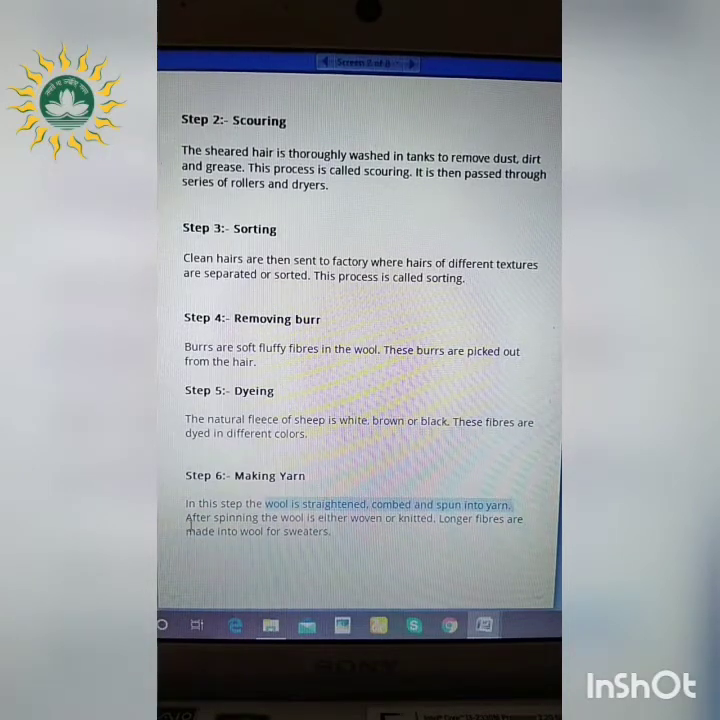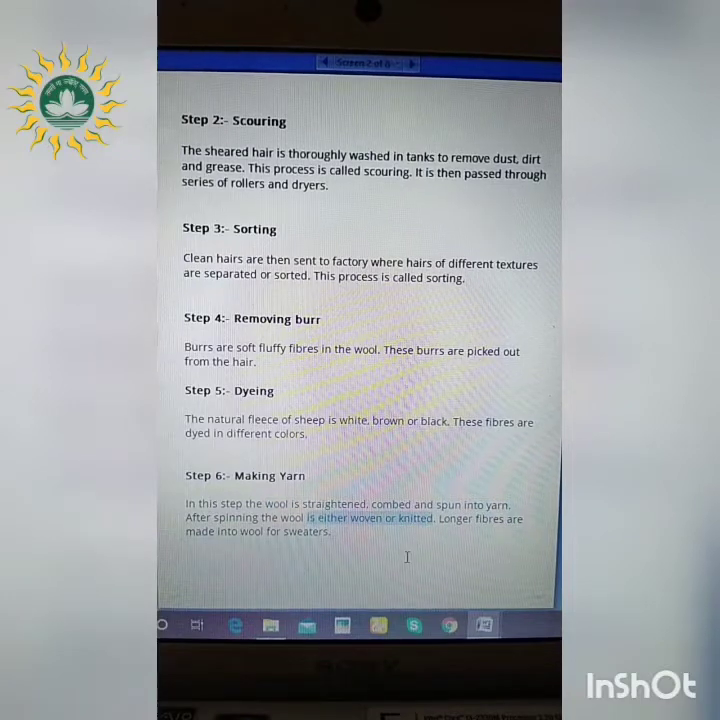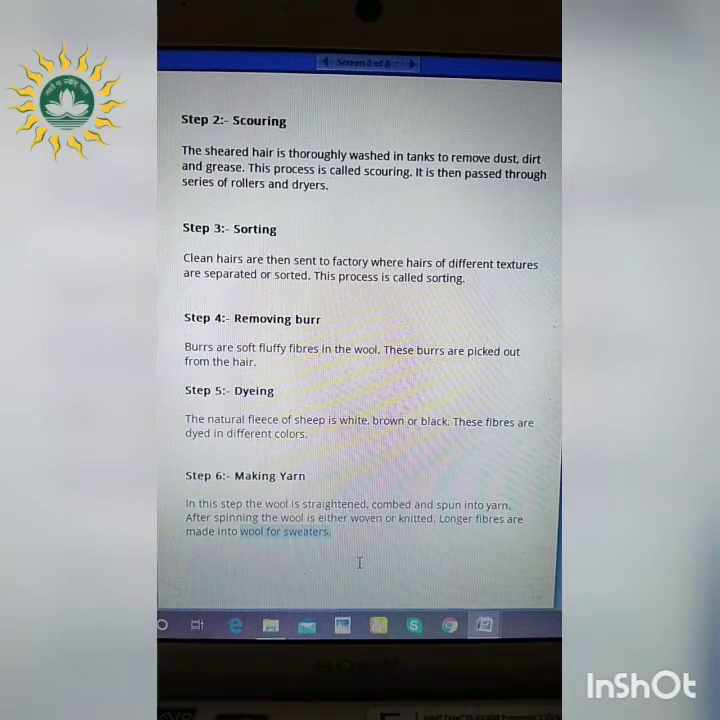After the spinning process, the wool is either woven or knitted. And ultimately the winter garments, for example the sweaters, are formed.